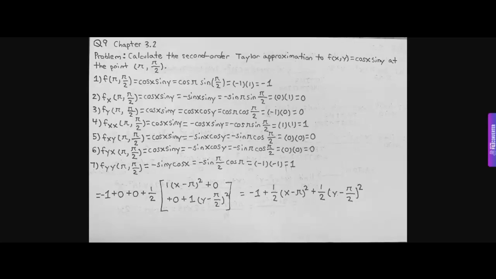So my fourth step was to do f of xx. So I just took the partial derivative of f of x again, basically.